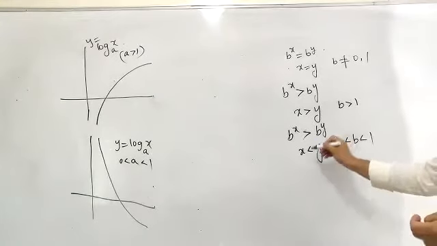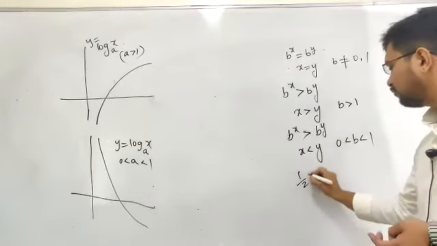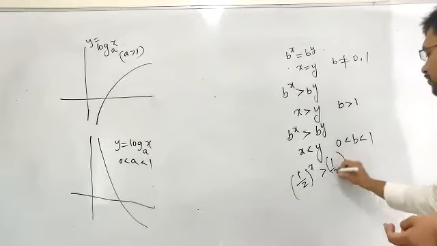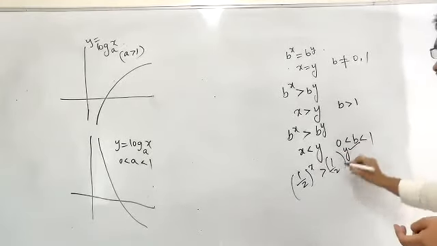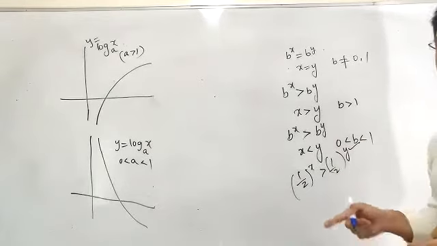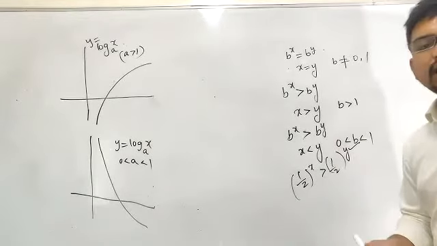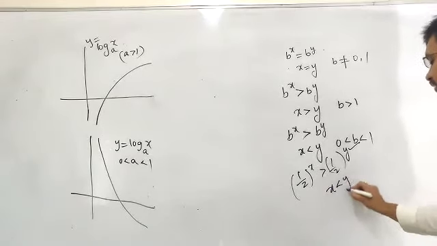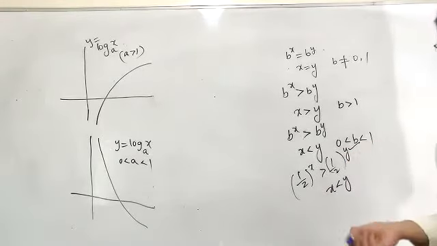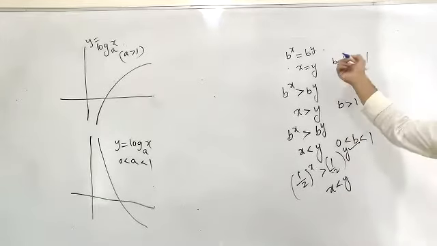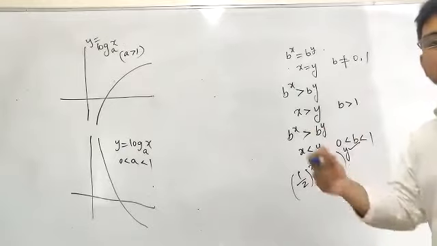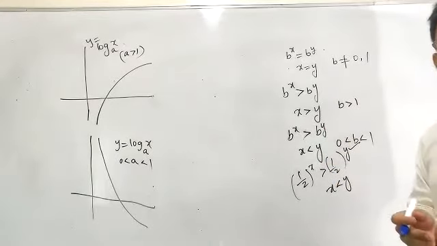It's very simple. For example, if I write (1/2)^x is greater than (1/2)^y, if the power is increased, this value will decrease because this is a fraction. If the power is increased, the value of the fraction decreases. So whenever I write something like this, I have to write x is less than y, because if the power is increased, the value of the fraction decreases. This is a fundamental thing which you might have already learned.